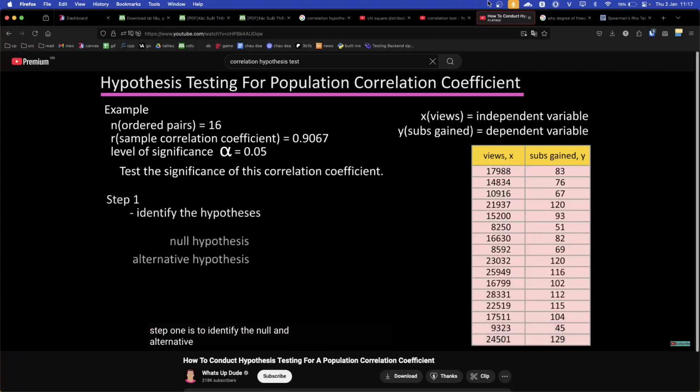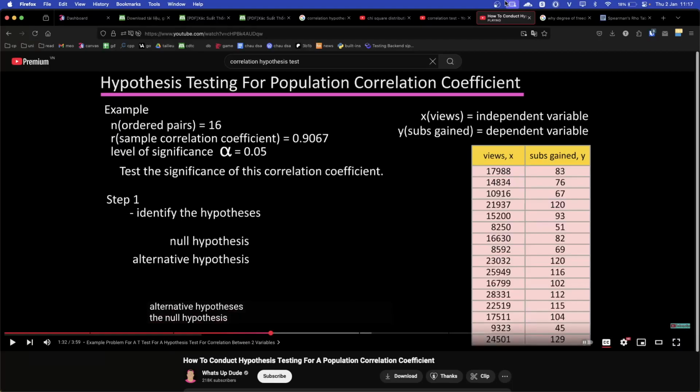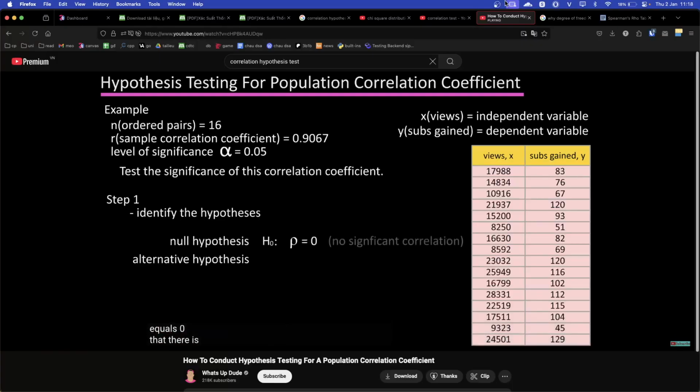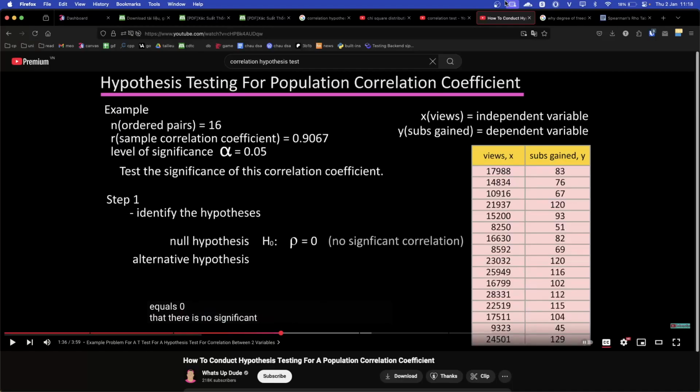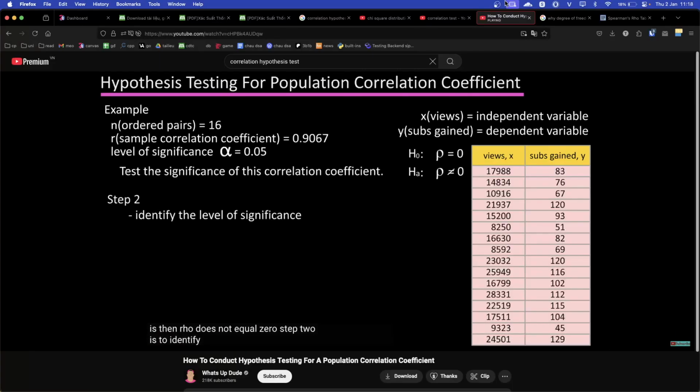Step 1 is to identify the null and alternative hypotheses. The null hypothesis H sub 0 is rho equals 0, that there is no significant correlation. And the alternative hypothesis is then rho does not equal 0. Step 2 is to identify the level of significance, which was given, alpha equals 0.05. Step 3 is to identify the degrees of freedom, which is n minus 2.